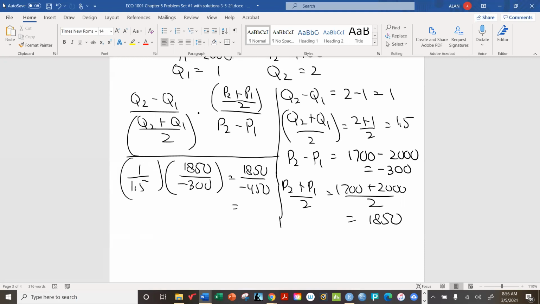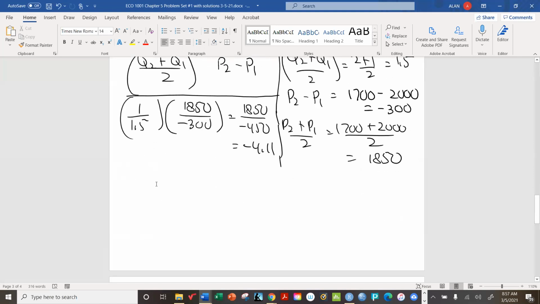Negative 4.11, that's pretty high. But remember, the threshold is just one. Anything above one in absolute terms means that the demand is elastic. All right, so since 4.11 is greater than one, the demand for this product is elastic. Consumers are very sensitive to price changes.